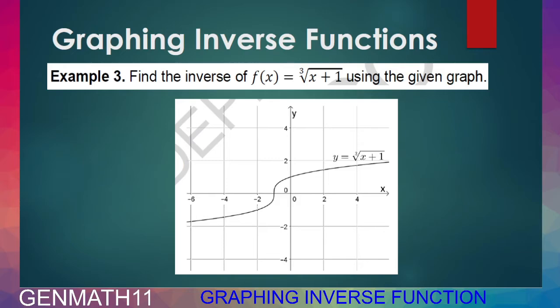Kasi diba, cube root ng, kunwari, negative 1 is negative 1 pa din. Kasi diba, negative 1 times negative 1 is positive 1, times negative 1 is negative 1. So, ang cube root niya is negative 1. So, pwede pa rin makuha yung cube root ng negative numbers. Pero nakadepende sa number. Okay?